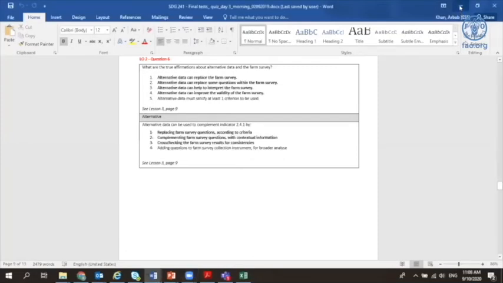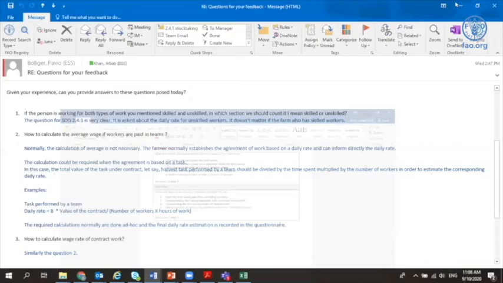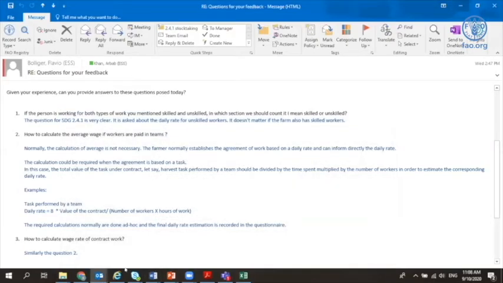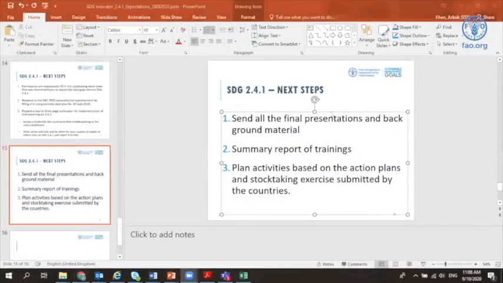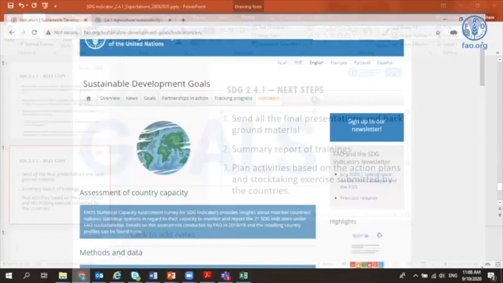So with this very small talk, I will now show you the SDG 2.4.1 web page. Can you see my screen now, Stefania? Yes. Okay, so can you see this web page?